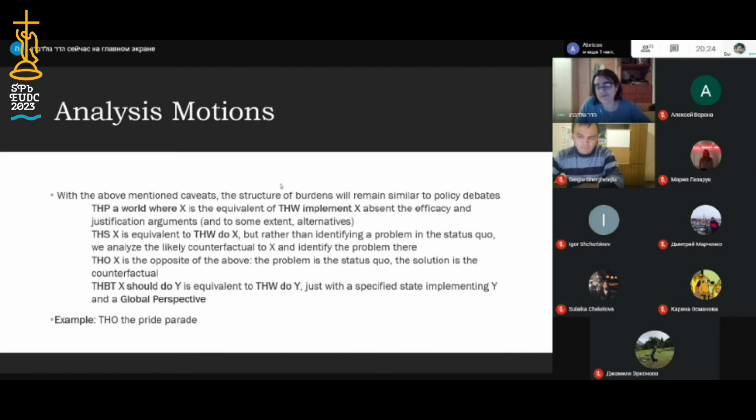Anyone has any ideas? Well, that the Pride parades alienate a lot of people and are used as arguments by the conservatives and so on. Yep. What do we need to prove in solution? Do you think solution is a burden here?